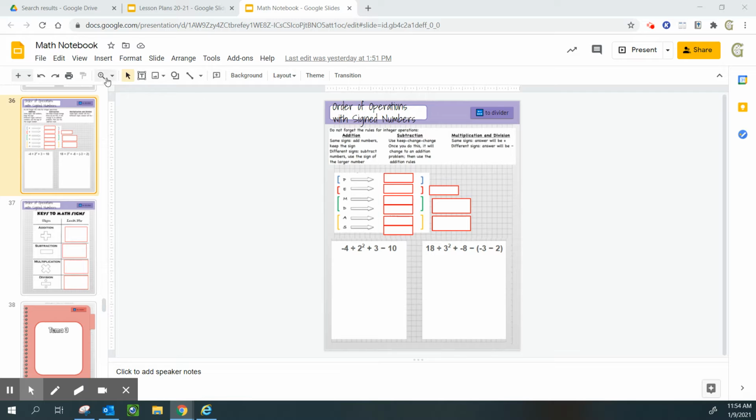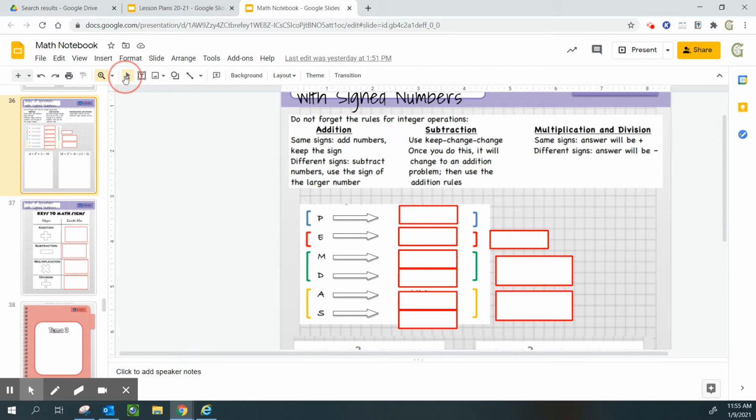So, first thing that I put on here for you, I'll zoom in a little so you can see, is just the rules for integer operations, right? So when we add, if the signs are the same, we add the numbers and keep the sign. If the signs are different, we subtract the numbers and use the sign of the larger number. For subtraction, this particular thing uses keep, change, change. We talked about same, opposite, opposite. So whatever makes sense to you there. And then once we do that, because it's addition, then we go and use the same addition rules. And then for multiply and division, we know that the answer is to multiply or divide like regular. And then if they have the same signs, the answer is going to be positive. And if there are different signs, the answer is going to be negative.